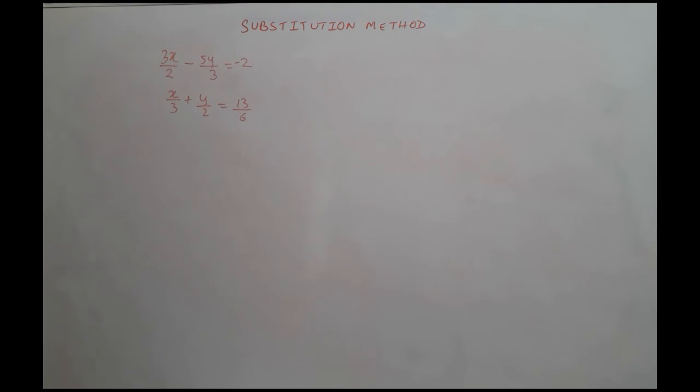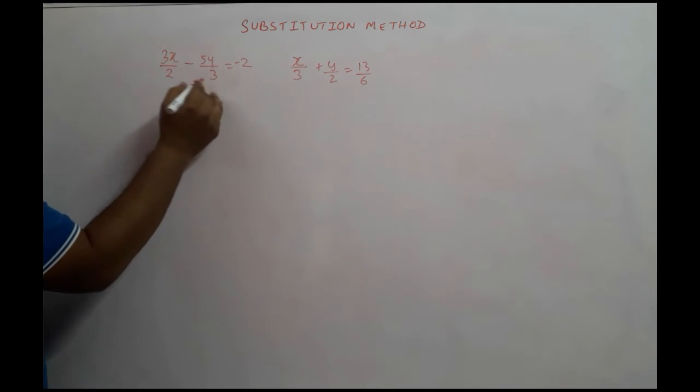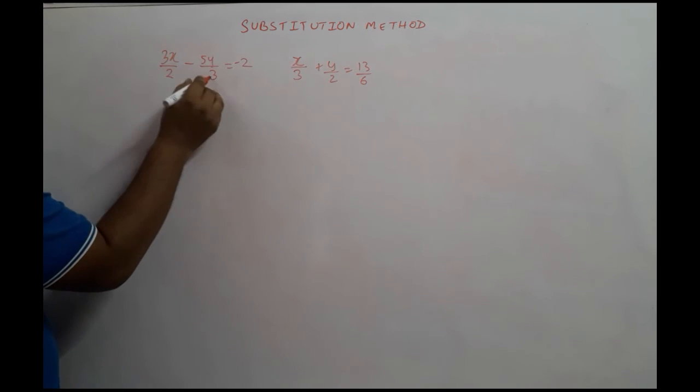Our next problem is 3x upon 2 minus 5y upon 3 equal to minus 2, and x upon 3 plus y upon 2 equal to 13 upon 6. So this is in fraction form. Let us convert them into linear form. So in both cases, I make sure the denominator is the same. So over here, the LCM comes to 6.